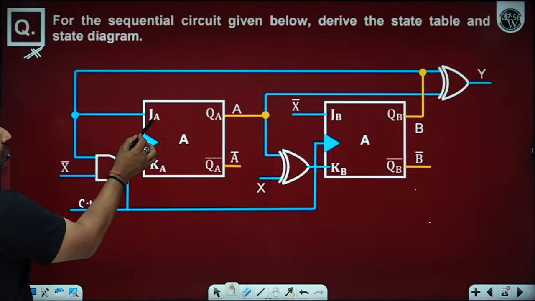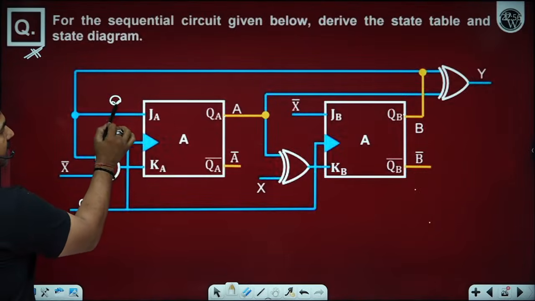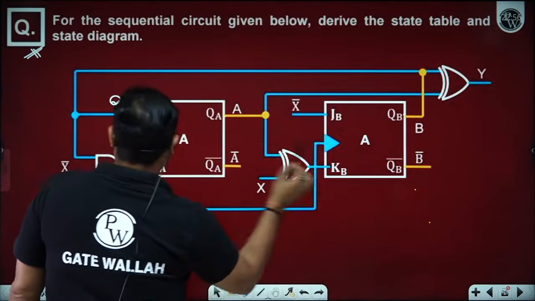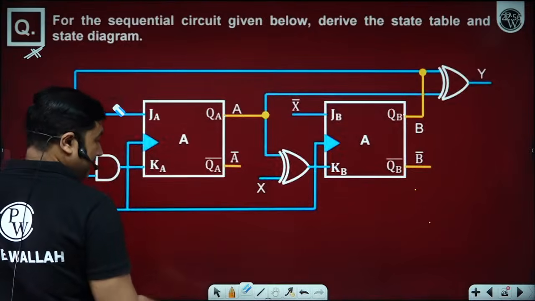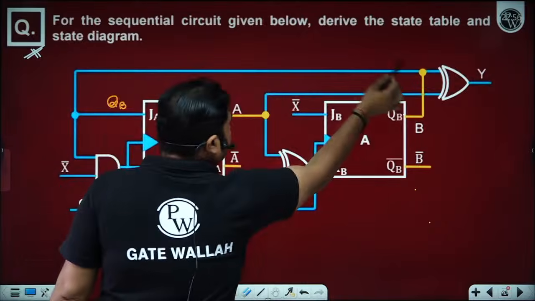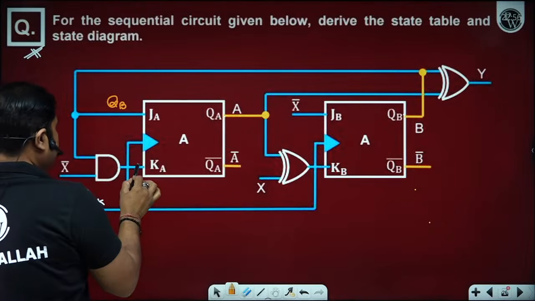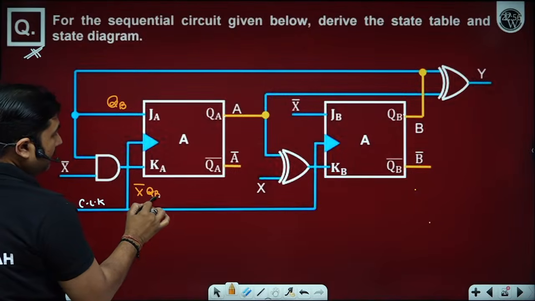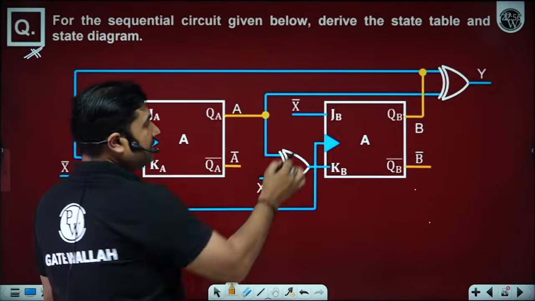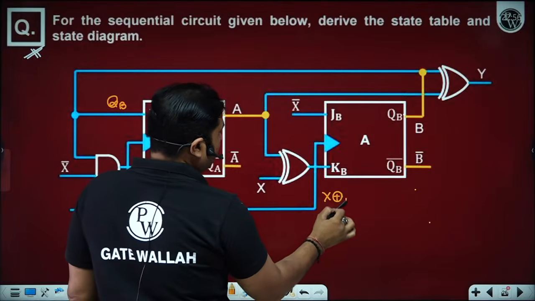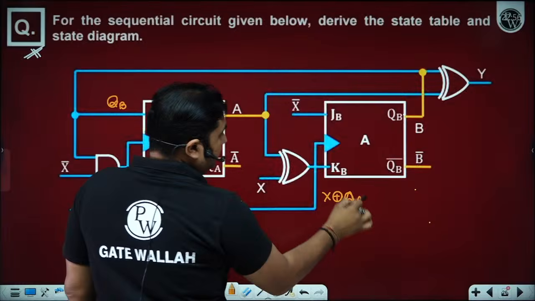So we all know about JA. What is JA? JA is the same as QB. Yes, sir. And KA is the same as X bar QB. You can observe here JB is X bar and KB is X XOR QA. Is it okay? Yes, sir.